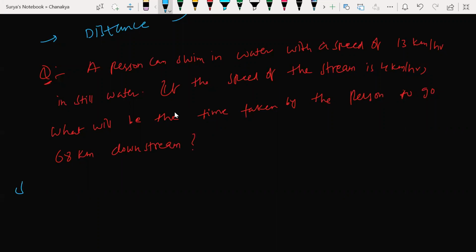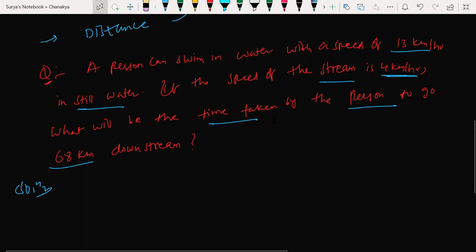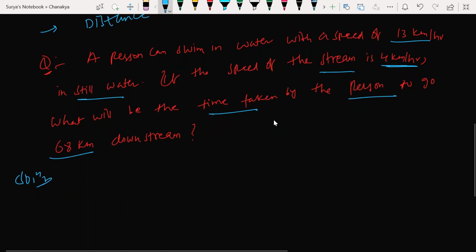This is the question here. A person can swim 13 kilometers per hour in still water. If the speed of the stream is 4 kilometers per hour, what will be the time taken by the person to go 68 kilometers downstream? He has to go 68 kilometers downstream. Then what is the time taken to finish that particular journey? That is the question. So what shall we do here? We need time. He's asking us for time.